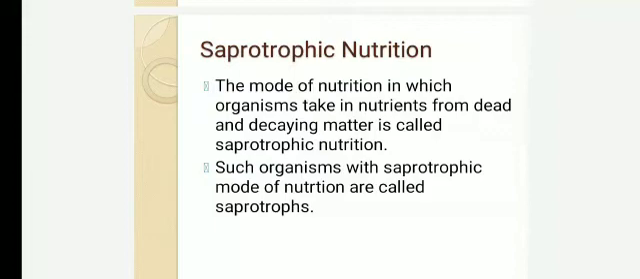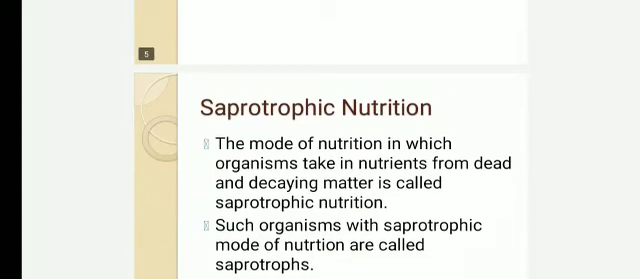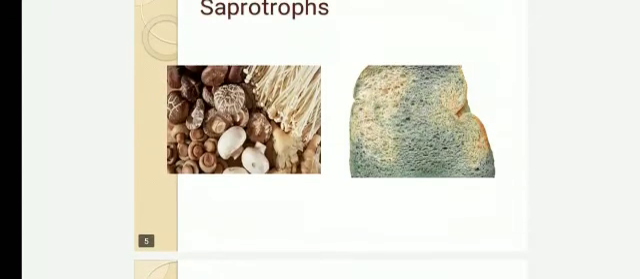Saprotrophic nutrition. What do you mean by saprotrophic nutrition? It is the mode of nutrition in which organisms take in nutrients from dead and decaying matter. Okay, so we have seen one bread, right? Normally bread will be white in color, but when you keep it outside for some days, some fungi will develop on the top, just like this one, right? So that is saprotrophic nutrition.